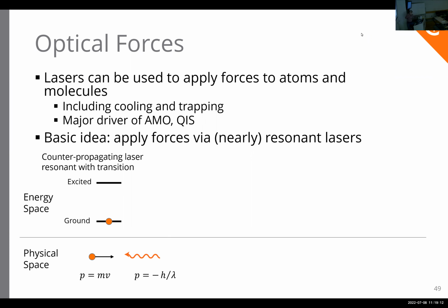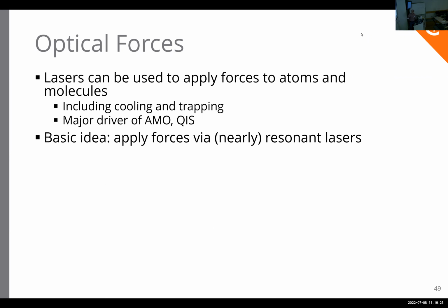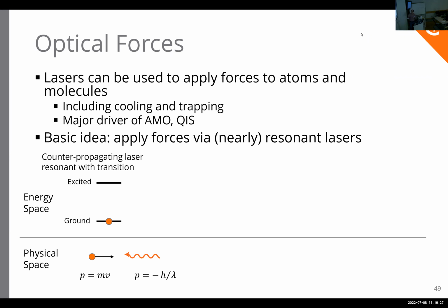Here's the idea. Photons have momentum. If you scatter photons off something, you'll impart momentum, and a momentum change is a force. So here's how it works. I'll think about this both in an energy space picture, but also physical space. Let's say I have an atom moving to the right, and I have a photon moving to the left. The photon has this momentum, the atom has this momentum. And let's say the atom starts in the ground state. If this photon is resonant with this transition, so it has the same energy as this splitting, or very close to it, it can be absorbed.